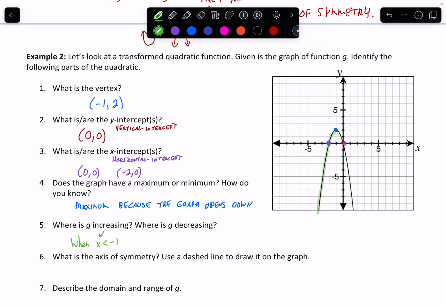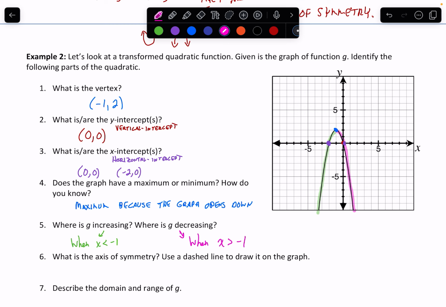Where is it decreasing? Notice that that's the rest of the graph here. After it reaches that vertex, it's going to start going down again. So it's decreasing when x is bigger than -1. As the x values are getting bigger on this graph, we're going to get bigger negative numbers out.